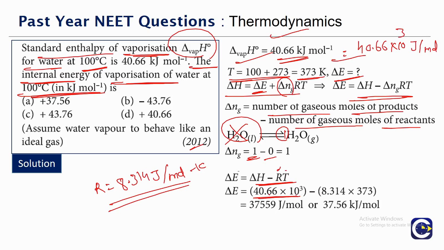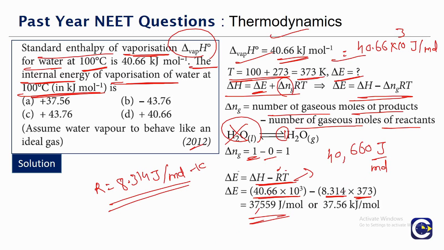Why are we converting this into joules? Because the R value is in terms of joules. We cannot take one term in kilojoules and the other term in joules. So we should convert both of them either into joules or into kilojoules. Now look, this is 40,660 joule per mole, and this is 8.314 into 373. If we subtract that from it, what we finally get is approximately 37,559 joule per mole.